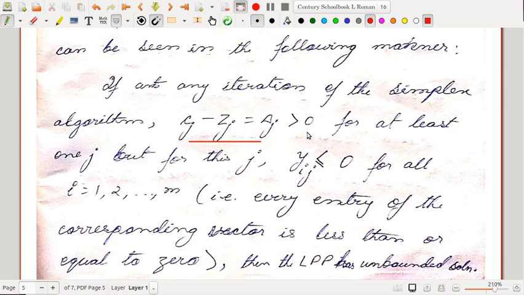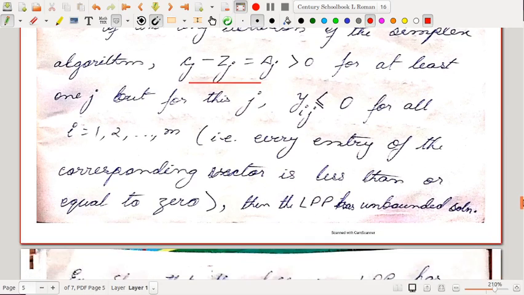We look for the largest possible delta j that is there in the table, and we select the corresponding column as the incoming vector, and we compute the minimum ratio of xb divided by the corresponding elements of that incoming vector, provided the elements are positive. Even 0 will not work. So if all the entries in that particular column are negative or 0, in that case it's not possible to select the outgoing vector. In such a situation we will say that the given LPP has unbounded solution.